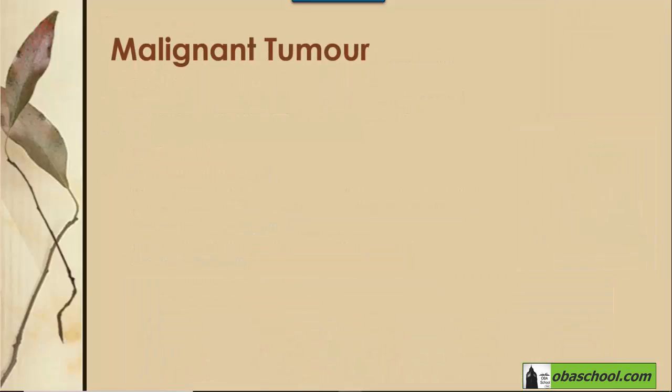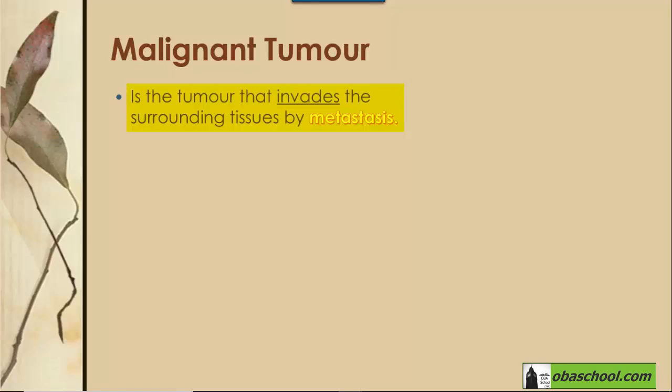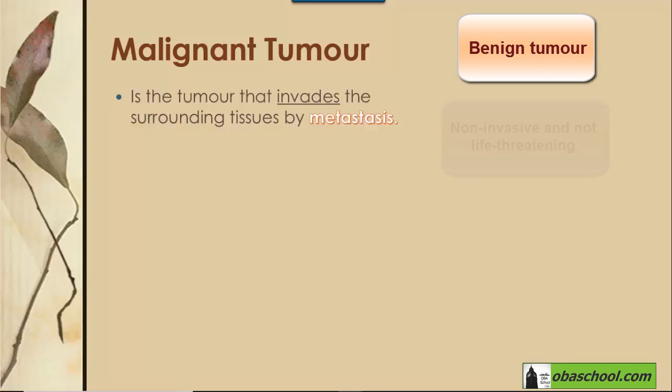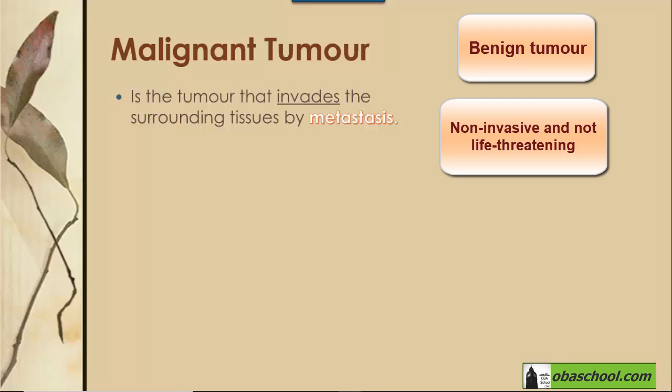Malignant tumors. Malignant tumors are tumors that invade the surrounding tissues by the process called metastasis. If the tumor does not invade surrounding tissues by metastasis, it is a benign tumor and it is non-life-threatening. Malignant tumors are life-threatening.